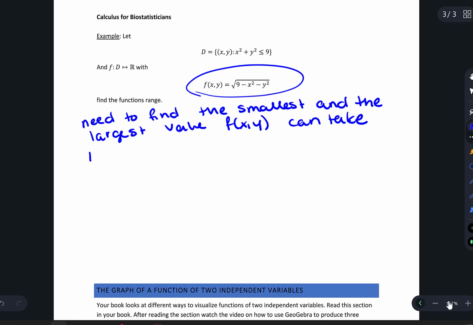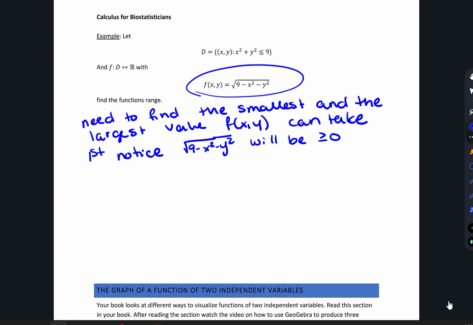All right, so the first thing to notice is that the square root of 9 minus x squared minus y squared will be greater than or equal to 0. In other words, the smallest value it can take is 0. And the reason for that here is that we do have a square root symbol. And so since we're working with the square root, we're always going to be greater than or equal to 0.